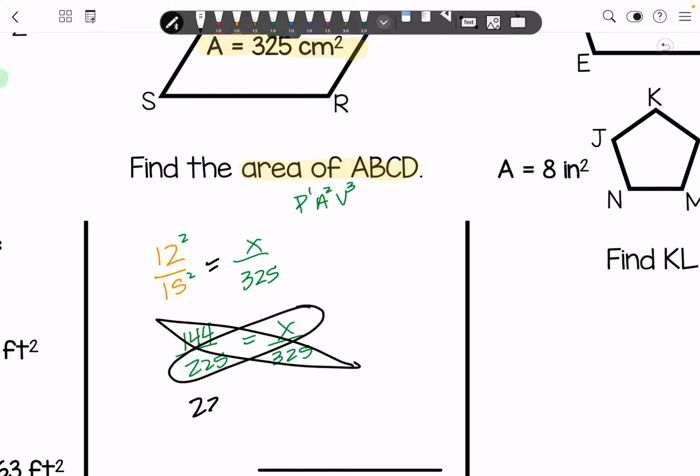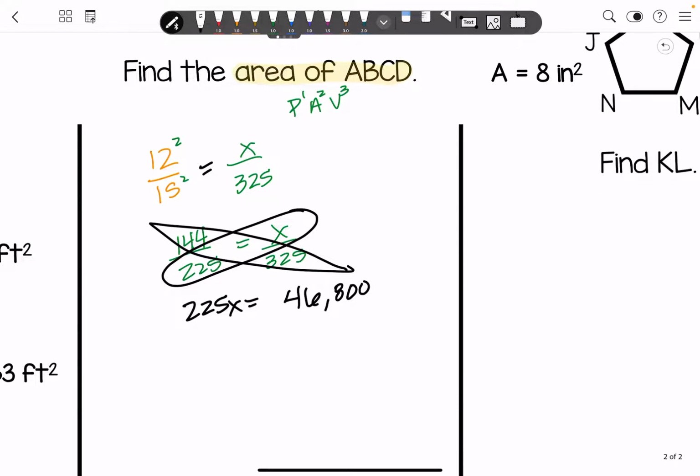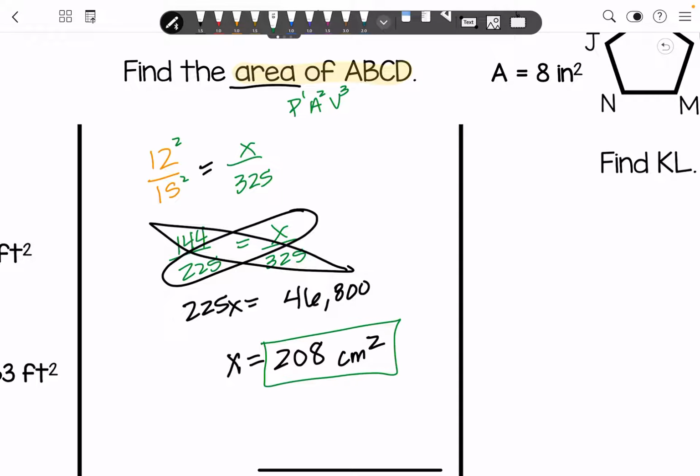So I got 225X is equal to 46,800. Now you don't need to write that comma, but it helps me read the number when we're writing it. All right, so what we're going to do is we're going to divide both sides by 225. And when we do that, we're going to get that X is equal to 208. Now recall your units, because we're working with area, it's going to be your units squared. And guess what? You're done.